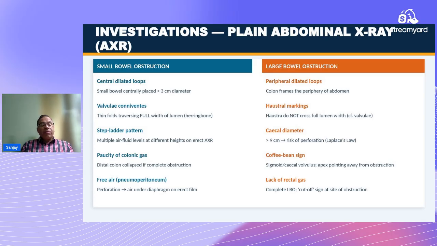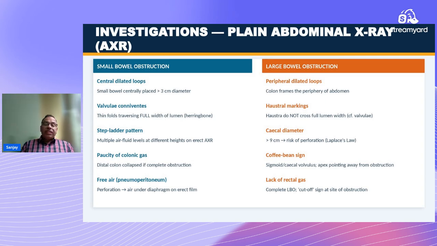Now, the difference between valvulae, which are seen in the jejunum, and haustrations is that haustrations do not cross the entire circumference of the gut. They are incomplete, whereas the valvulae cover the entire circumference of the bowel wall. Whenever in a large bowel obstruction the cecal diameter goes beyond 9 centimeters, the risk of cecal perforation is quite high. This is Laplace's law. Coffee bean sign, which we have already seen, is typically seen in sigmoid or cecal volvulus, and any lack of rectal gas in a large bowel obstruction would suggest a complete obstruction.